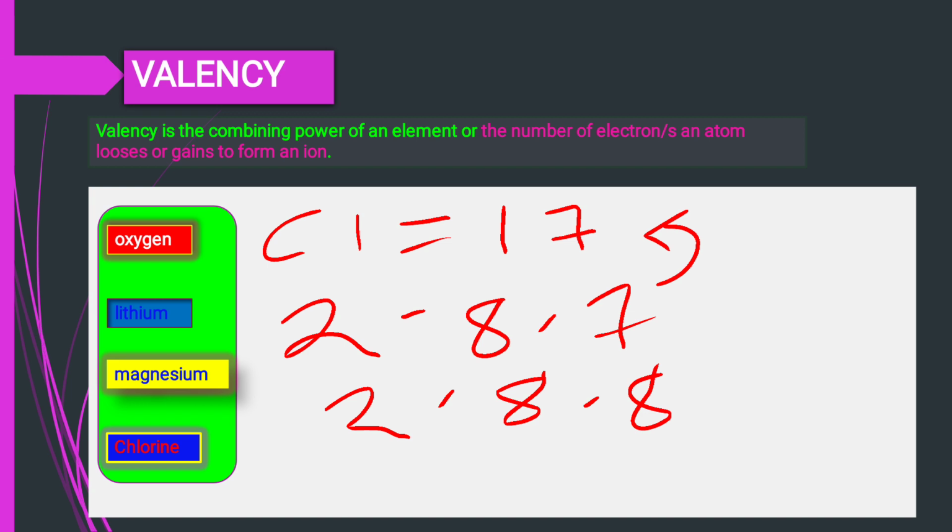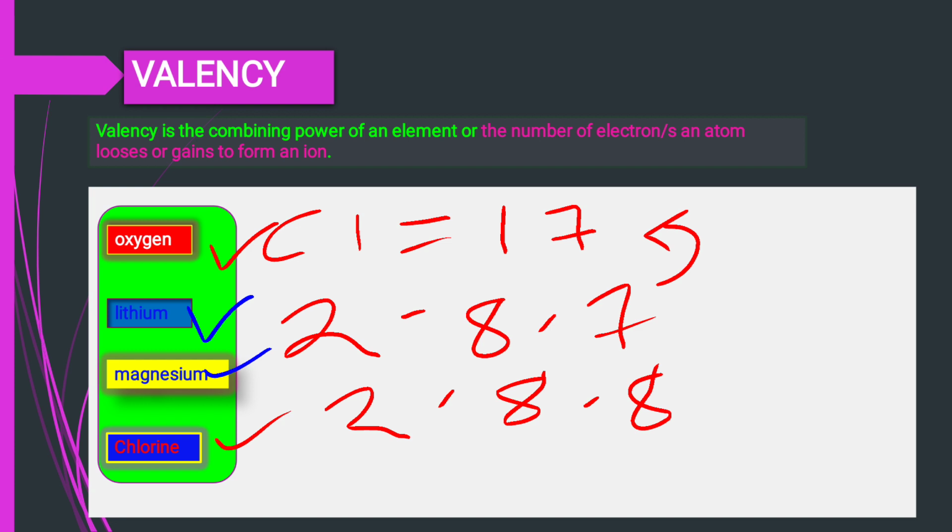Therefore, atoms react by either losing or gaining an electron. What is coming out very clear here is that non-metals, and examples of non-metals are oxygen and chlorine in our example, will react by gaining electrons, while metals themselves, and the examples we have are lithium here and magnesium, will react by losing electrons.